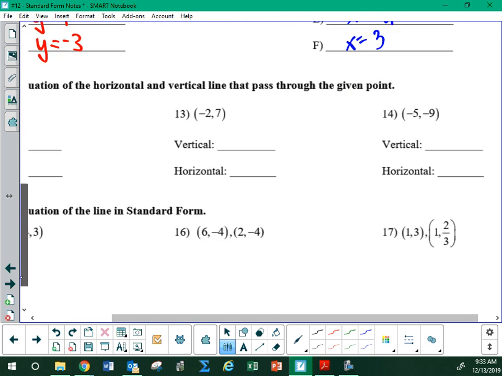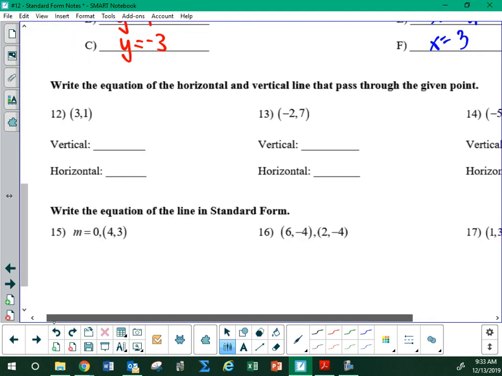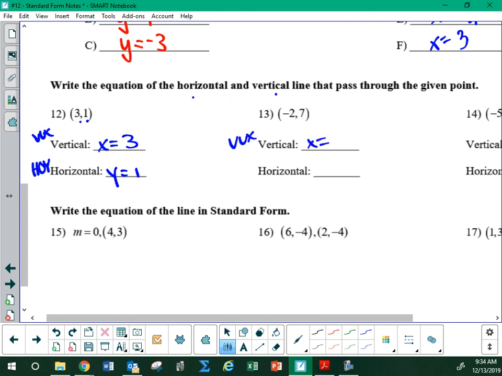So down here, for 12, 13, and 14, it's the same information. They just present differently. Right? The equation of the horizontal line and the vertical line that goes through the point. So vertical line is Bucks, so I want x equals. X equals 3. That's my x value. Y equals 1. And horizontal is Hoy, so y equals, my y value is 1. Next we have to remember Bucks and Hoy. So vertical, Bucks, x equals. Horizontal, Hoy, y equals.